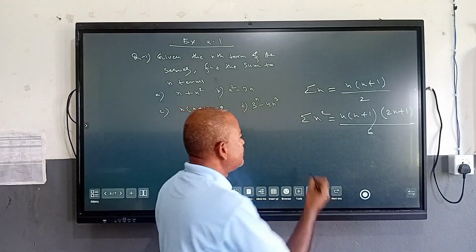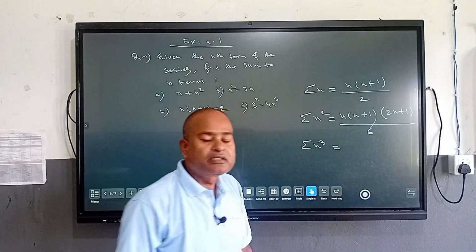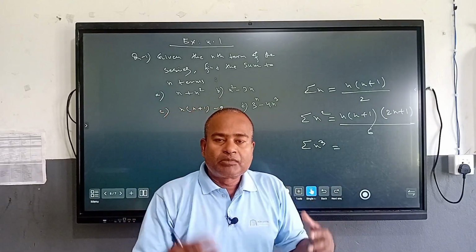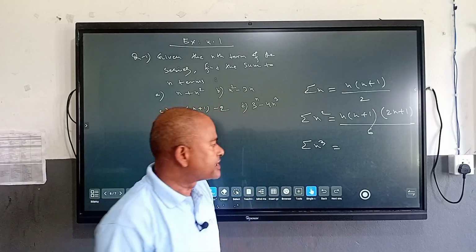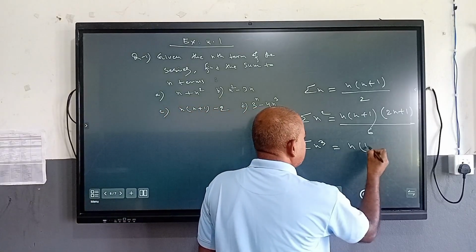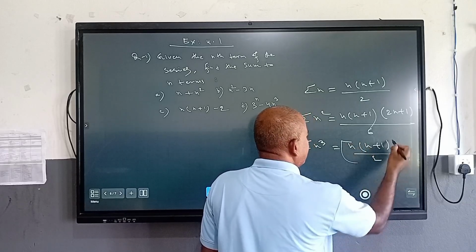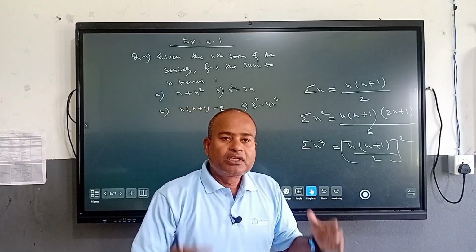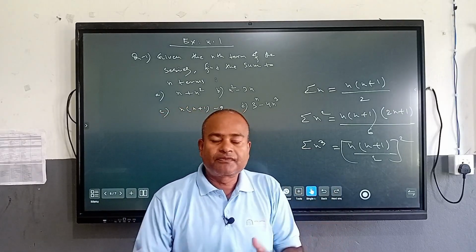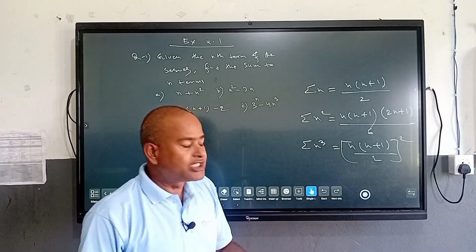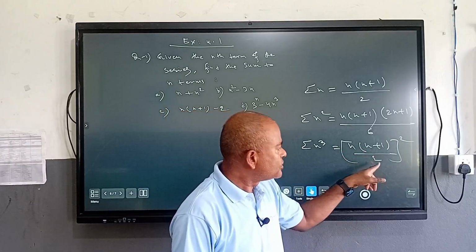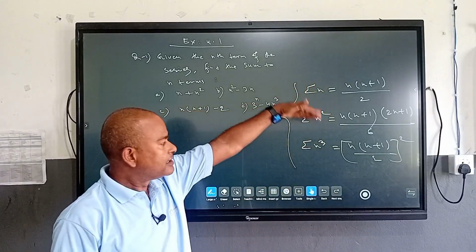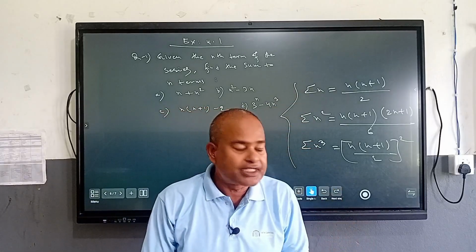And dear students, the third formula we need to recall is the sum of the cubes of first n natural numbers. Summation n cube is equal to n times n plus 1 divided by 2, whole square. So dear students, this is the formula to find the sum of the cubes of the first n natural numbers. We have to know all these formulas to find the sum of a series.